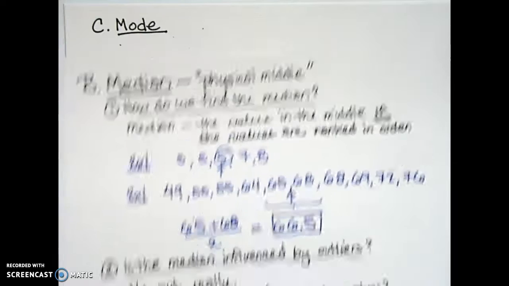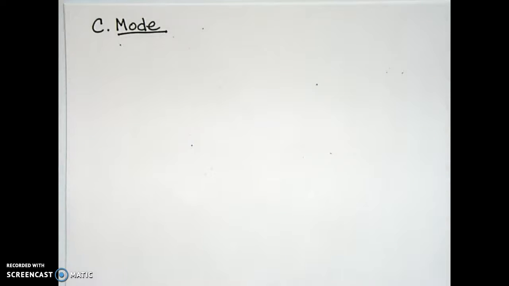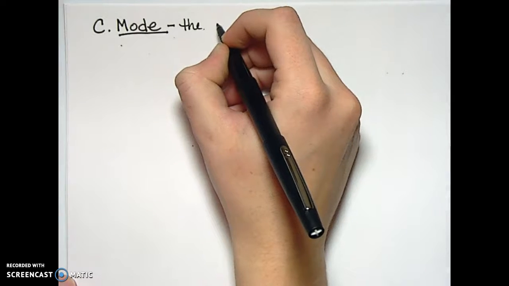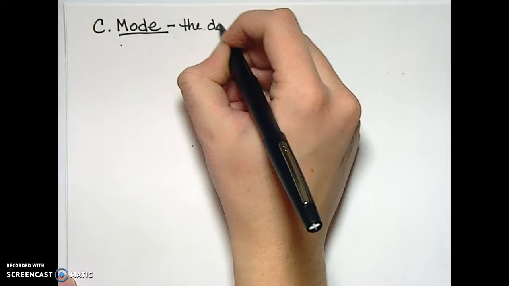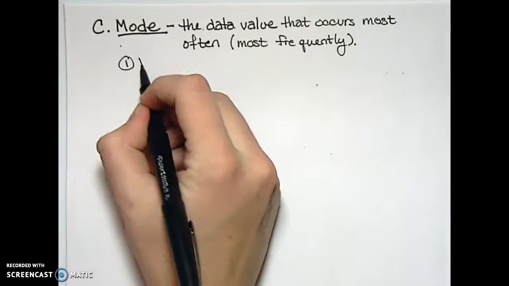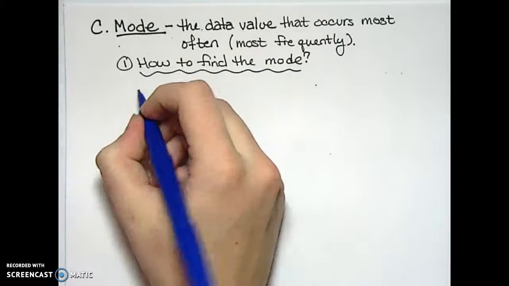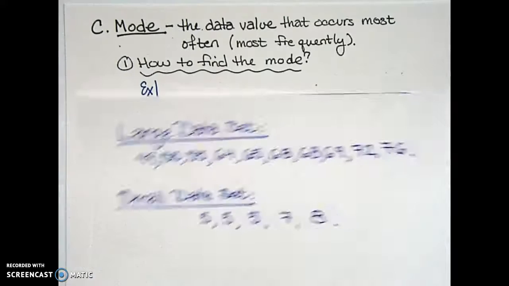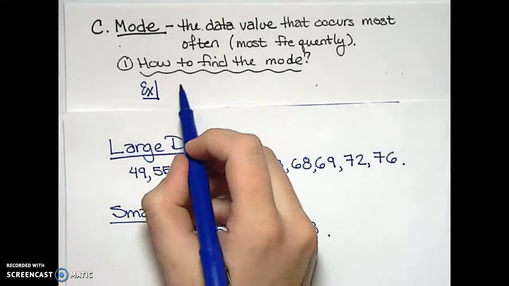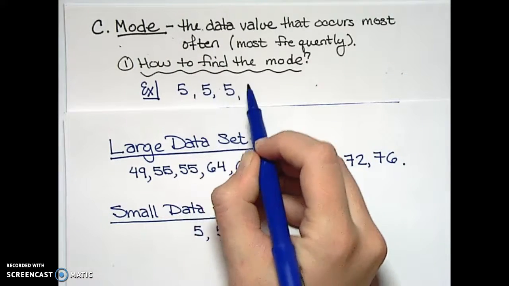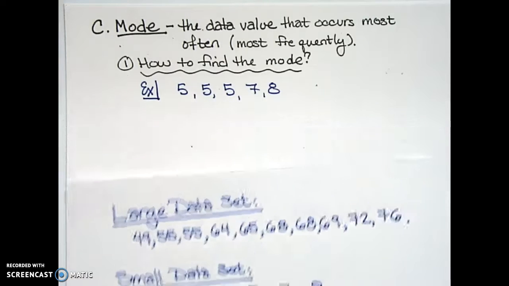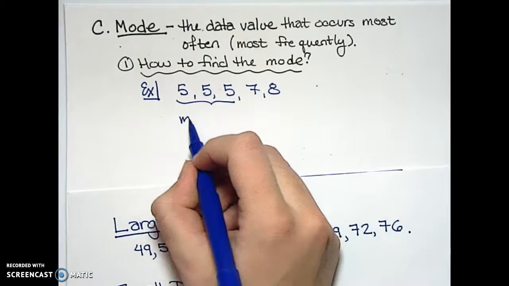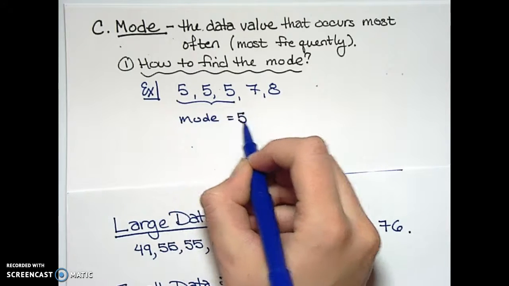So now let's discuss the third type of average, that of the mode. The mode is really defined to be the data value that occurs most often or most frequently. So how do we find the mode? The simple answer is we look for the value that occurs most often. So if we go back to our small data set, the 5, 5, 5, 7, 8, it's quite easy to see that the value that occurs most frequently in this set is the 5. It has a frequency of 3. So here the mode is 5.